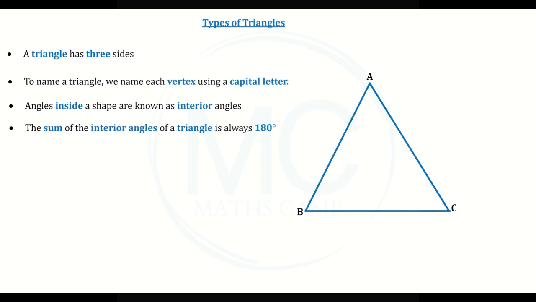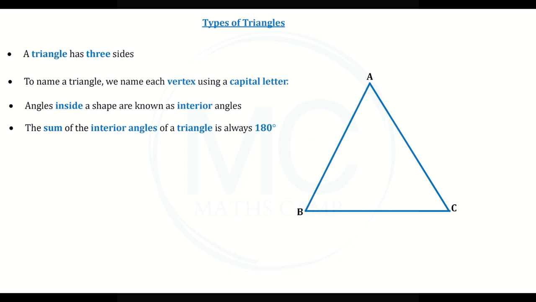Next, let's look at the sides of the triangle. There are two ways we can name the sides of a triangle. The first way is by the vertices the side lies between. This side lies between vertex A and vertex B, so we call this side AB. The side at the bottom lies between B and C, so we call this side BC. And finally, the third side lies between A and C, so we call this side AC.